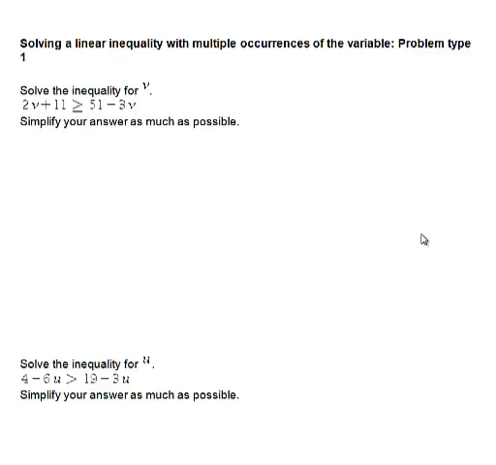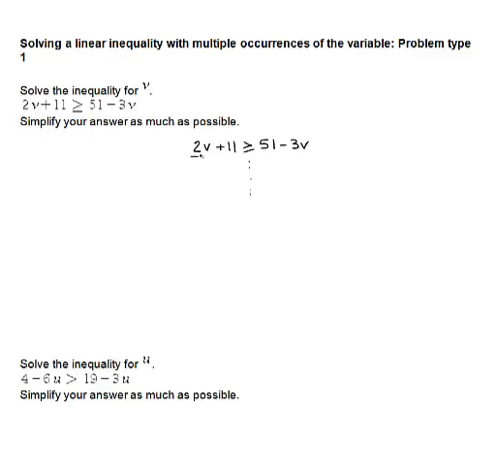Now we're solving inequalities where the variable occurs on both sides of the inequality. Okay, so let's take a look at our first problem here. We have 2v plus 11 is greater than or equal to 51 minus 3v. Again, the goal is the same as when we were solving equations. We want to get all our variables on one side. We're going to collect our variables on one side of the inequality sign and our constants on the other.